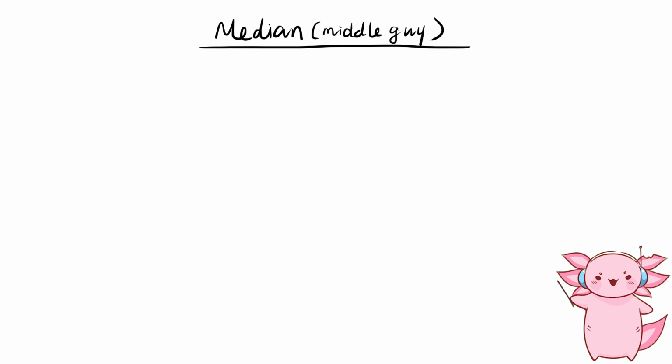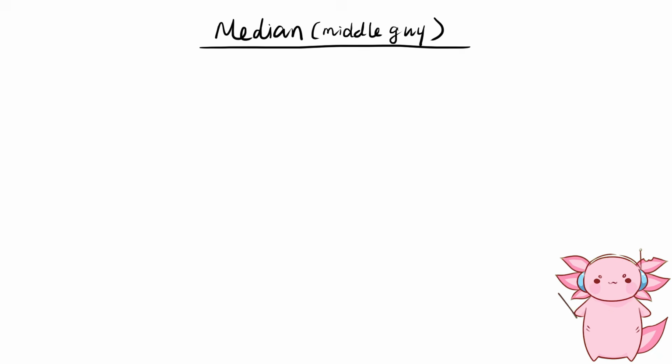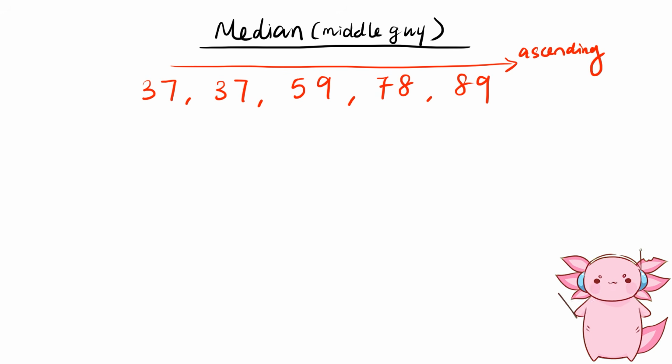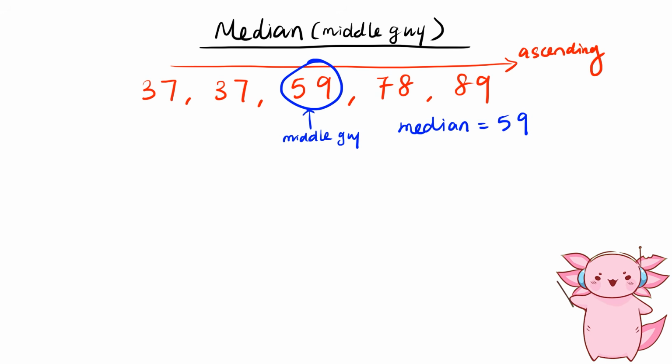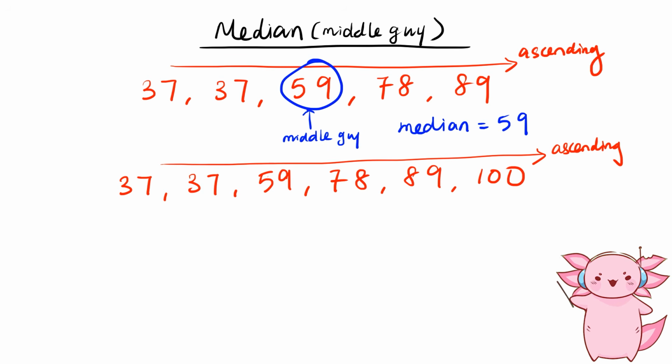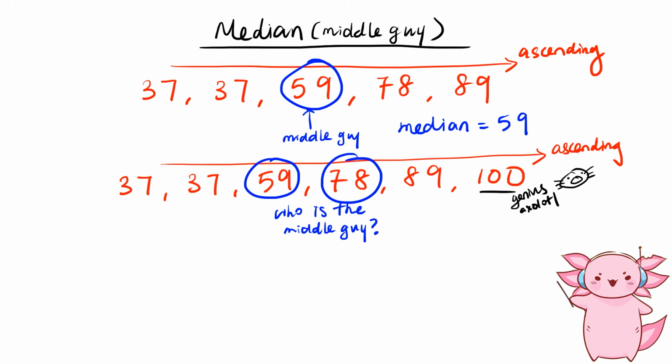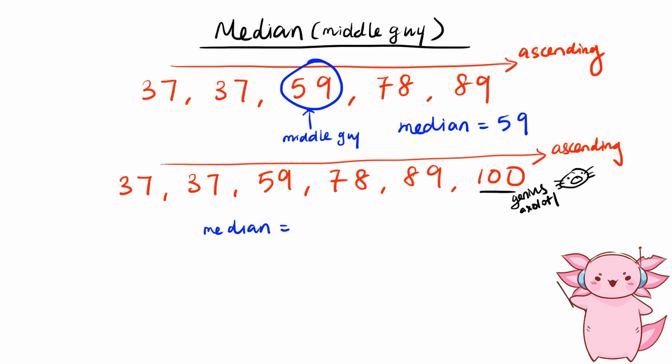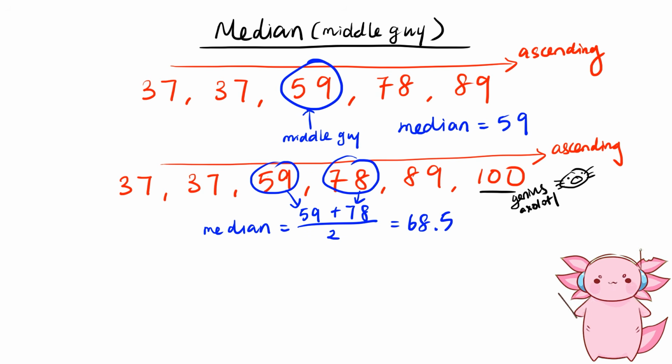You can think of median as the middle guy in a row of people. So for these 5 scores over here, the middle guy is this guy, and the median is equals to 59. Imagine we have another genius axolotl over here that gets 100 marks. And now it becomes a little bit more difficult to tell who is the middle guy. Is it this guy or is it this guy? So the solution is to take the average of these two numbers, which gives us the median of 68.5.